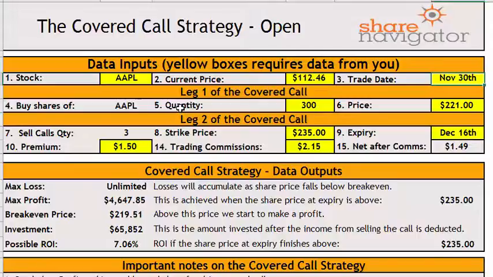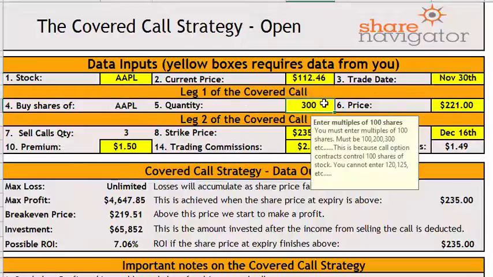And next we get into the quantity of shares that we're going to buy. The first leg of any covered call is where you've actually bought the shares of the company. So you must enter multiples of 100 here. You can't put in, for example, 125 shares or 50 shares, because with the covered call strategy, call options are bought and sold in contracts, and each contract controls 100 shares of stock. So it doesn't do odd lots as such.